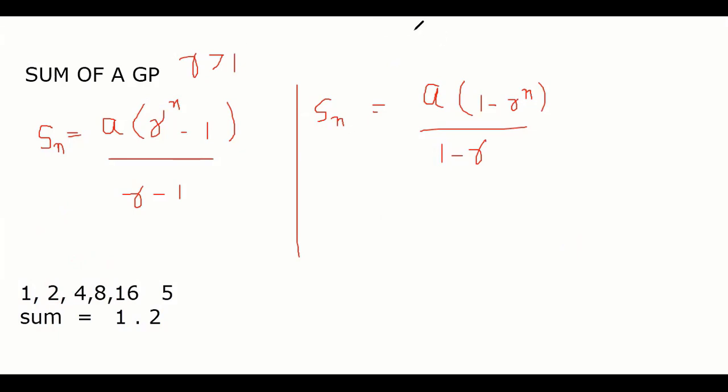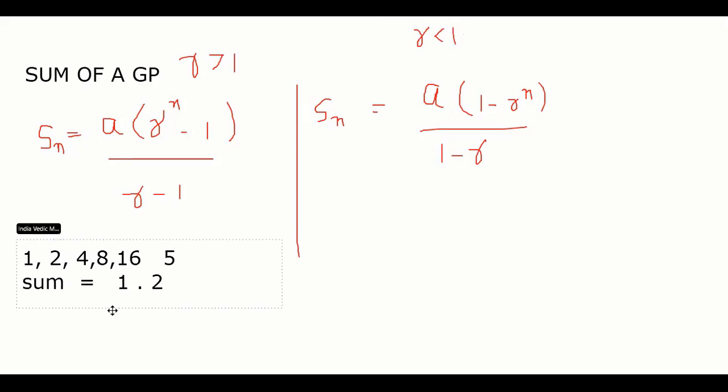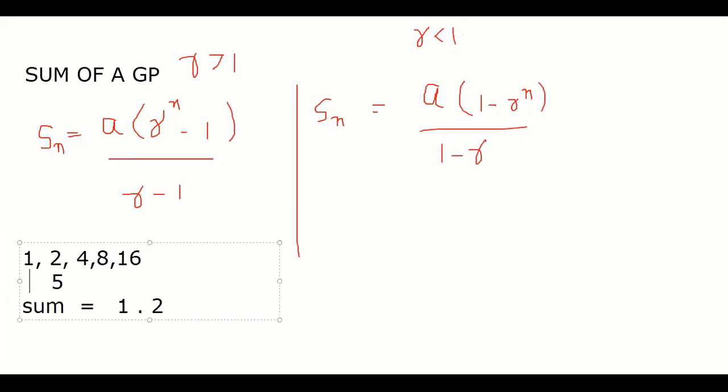So, when R is greater than 1, just for practice: A into R to the power n minus 1, obviously, divided by R minus 1. R is 2, so 2 minus 1 is 1. So 2 to the power 5 is 32. 32 minus 1 is 31. So 31. Simple.